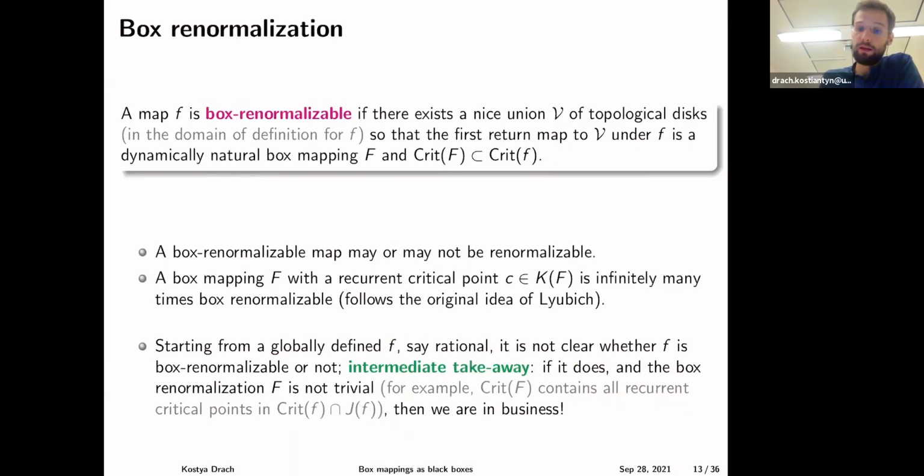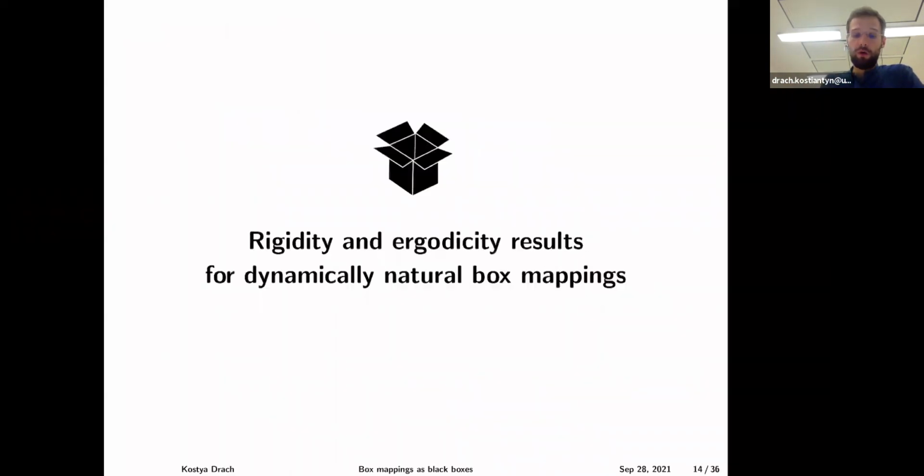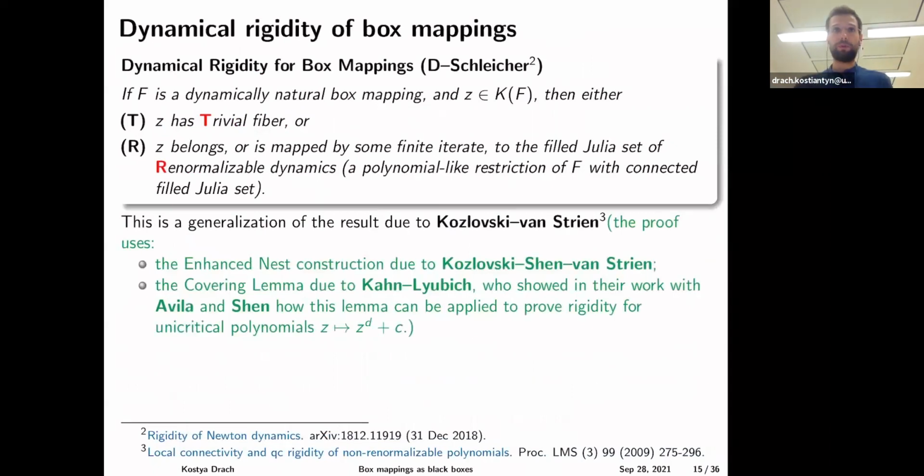Okay, and it is actually not clear that if we start with a globally defined F, say a rational map, how to understand whether it's box renormalizable or not. Let me give you an intermediate takeaway. If for some reason we know that it's box renormalizable, I want to convince you that we are in business. And if we are box renormalizable, then we can use the black box that I will describe momentarily to conclude rigidity results. Therefore, with this set of techniques, it is enough to understand whether we are box renormalizable. Okay, but what are the results in the box? The first of these results is what we call dynamical rigidity for box mappings, and it says the following.